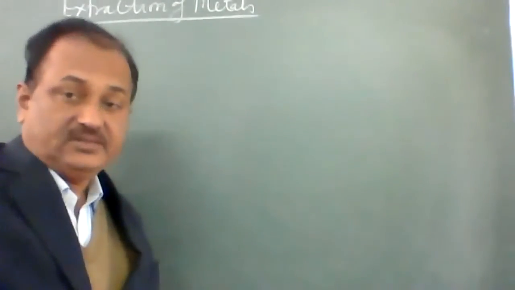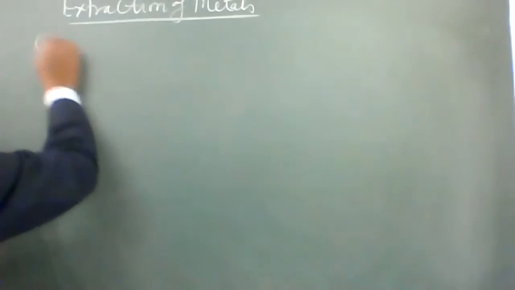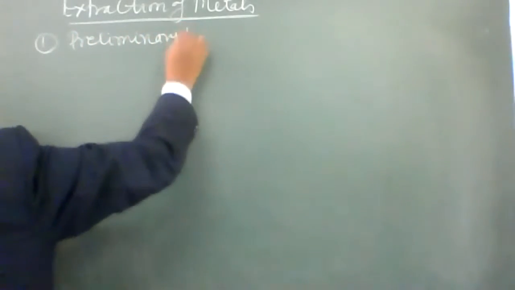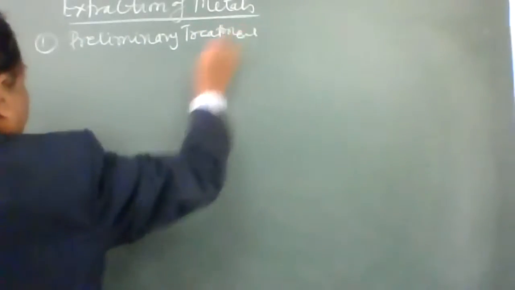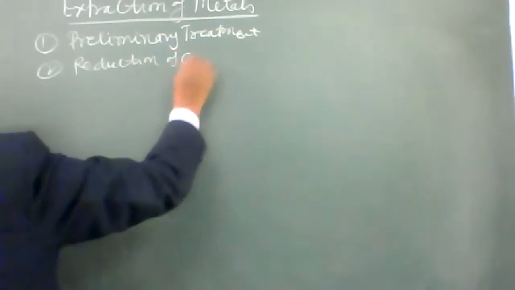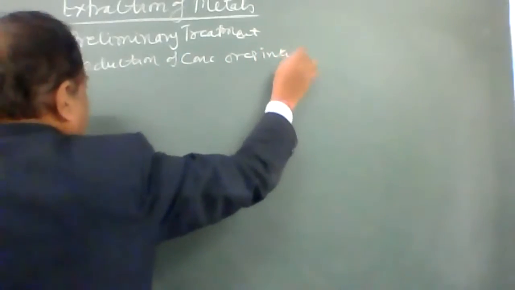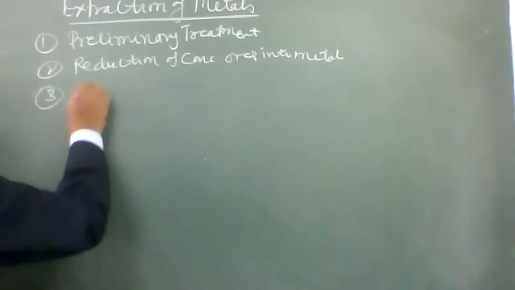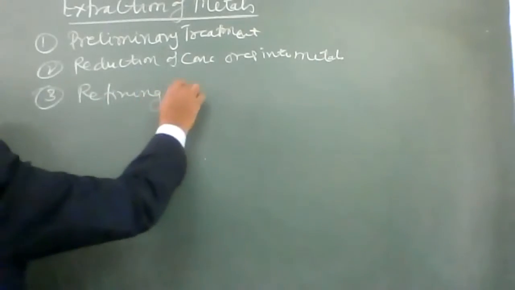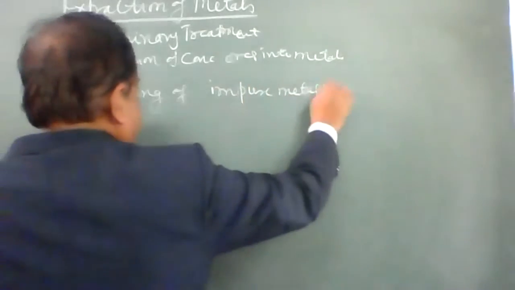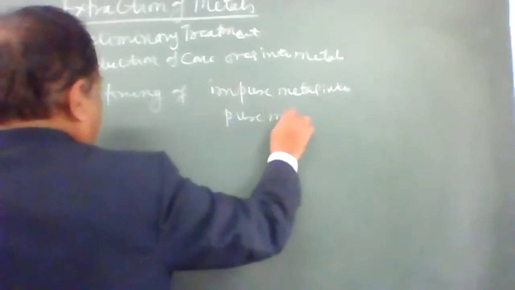Now I'm going to explain the extraction of metals. It has the following points. First is preliminary treatment. Second is reduction of concentrated ores into metals. And third is refining of impure metal into pure metal. So these are the three basic parts.